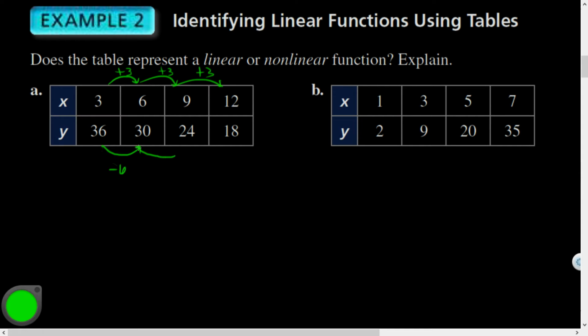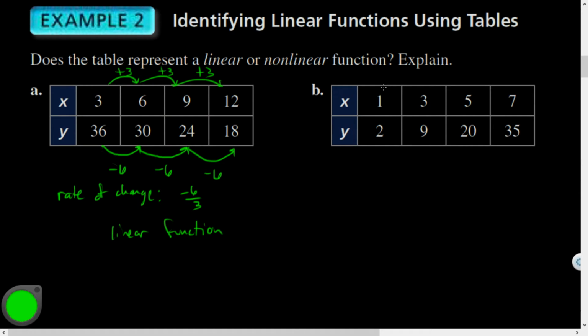And does this go down 6? Yeah, so down 6 over 3. How about this? Down 6? Yes, down 6 over 3. So the rate of change is down 6 and over 3. It's constant, and therefore this is a linear function.